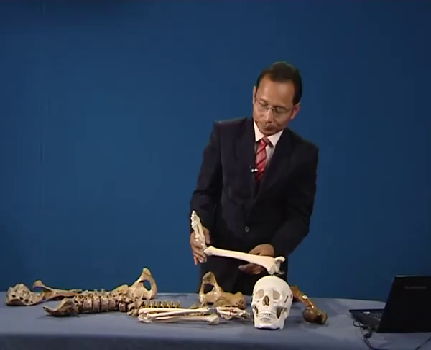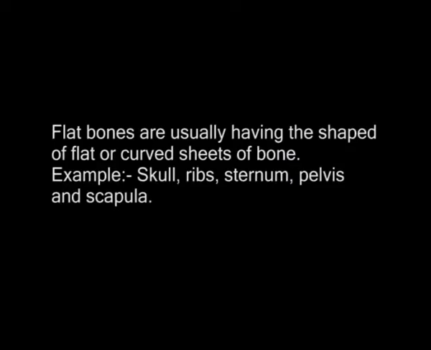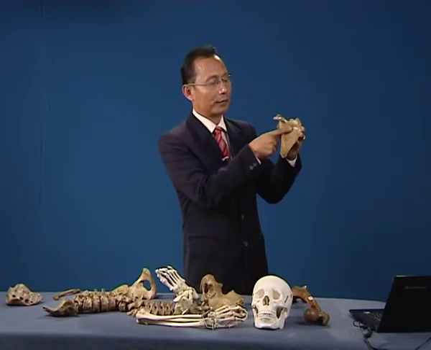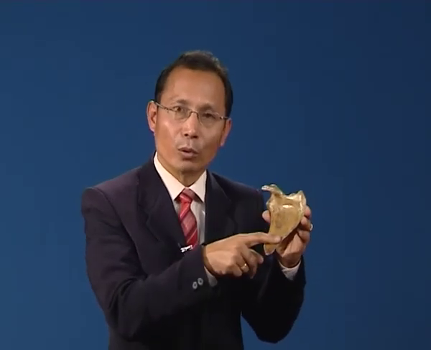Then we have flat bones. Flat bones are those bones having flat surfaces, usually flat, or maybe completely flat, or even there may be curvature but flat. This is slightly curved, but it has a flat surface. So, such bones having a flat surface, even though the outline is a little bit curved, are called flat bones.